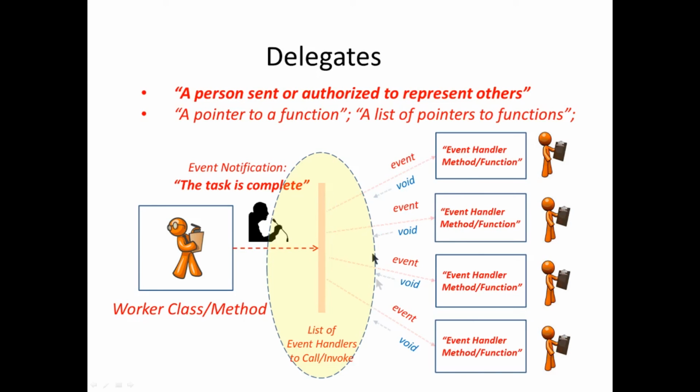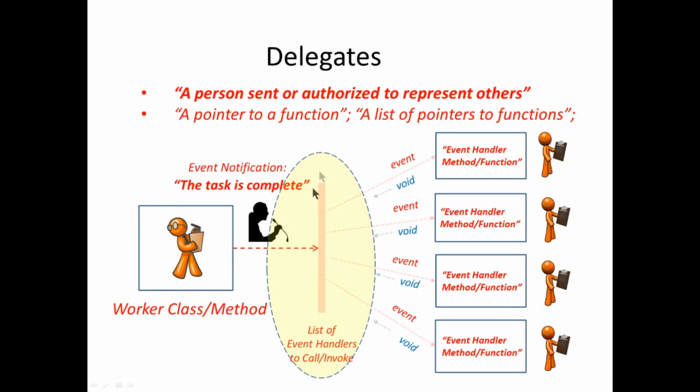So he's kind of an interface or a representative for this guy. This guy just hands off the event and leaves it to this delegate to contact the subscribers with the information about that event and to initiate those functions. So you can start to see, yeah, it's basically a list of methods that get invoked, but it's also like an interface or a representative that does the communication for this worker class or method.